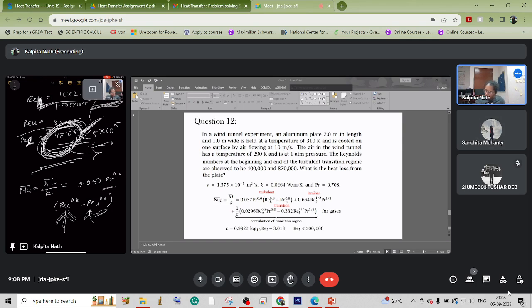Check that. And then when you get the final Nusselt number, from there you can calculate the heat transfer coefficient, and from there you can easily calculate the heat transfer. Okay, do that.